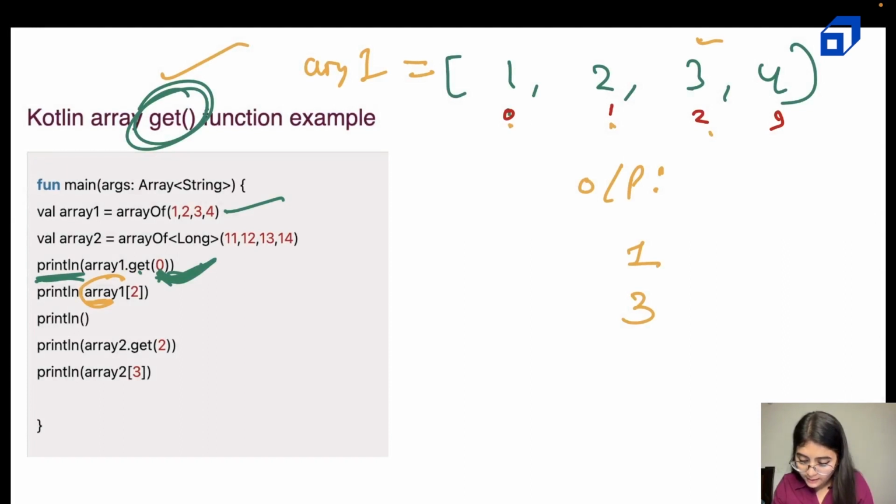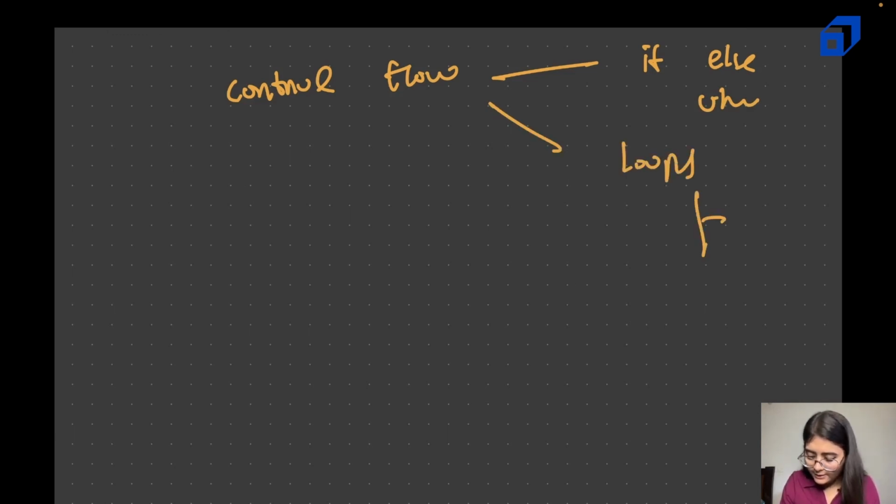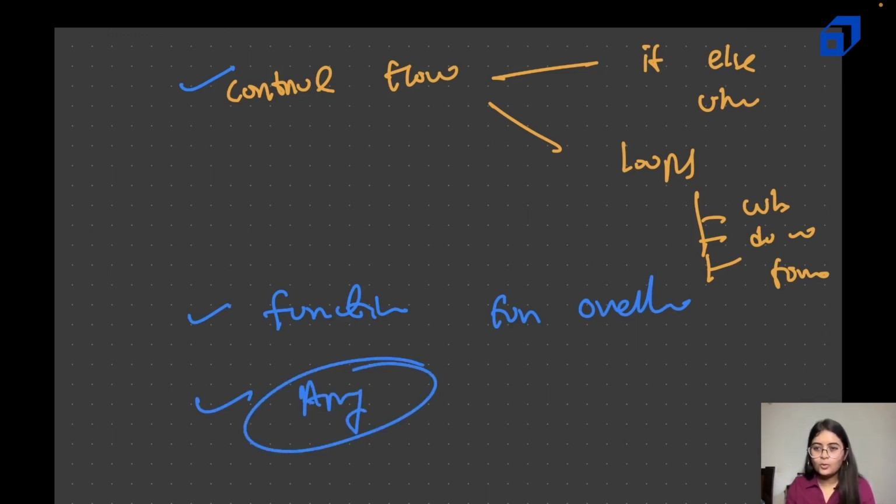So let me do a screencast once again, and let's summarize everything that we have learned so far. We studied the control flow. For decision making, we have if else and when. For loops, we have three things: while loop, do while, and for loop. After control flow, we studied the concept of functions, and we talked about function overloading as well. And finally we saw how arrays are created, how we traverse over an array, and how we get and set array values in Kotlin.